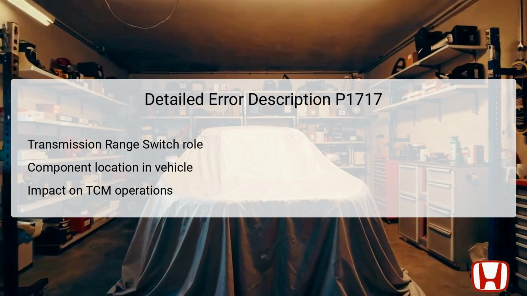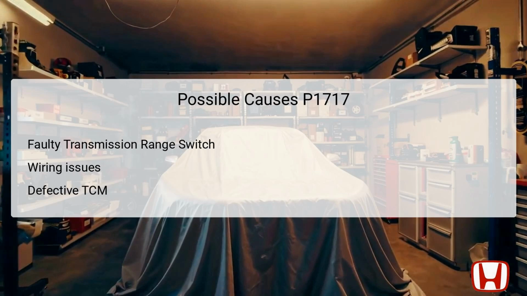An open or short circuit in this switch can disrupt the flow of data to the TCM, leading to potential operational failures, including the inability to shift into reverse safely. This disruption activates DTC P1717, alerting the technician to inspect the switch and associated wiring connections that may have failed or become damaged. Several factors can contribute to the occurrence of DTC P1717.